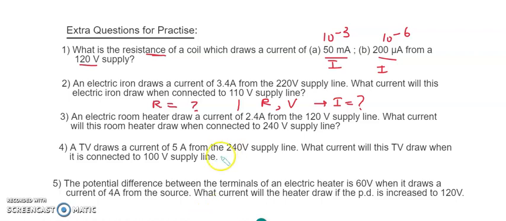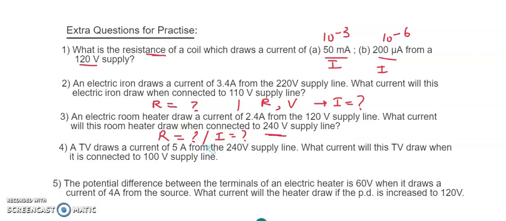Clear? Next, the same electric room heater with current 2.4 ampere and 120 volt. Find the current which is now being drawn if the voltage changes to 240. Again, the first step is to use V and I to find your resistance. Then you will use this resistance in the second step, along with the voltage given, to find your current. So two things you need to find: the resistance, and then, when the situation changes, the current.